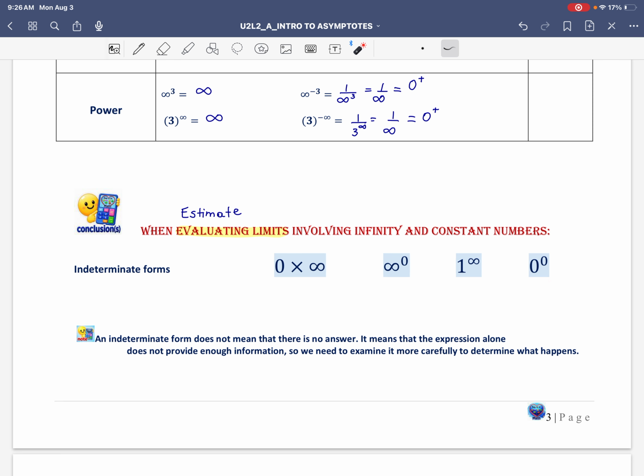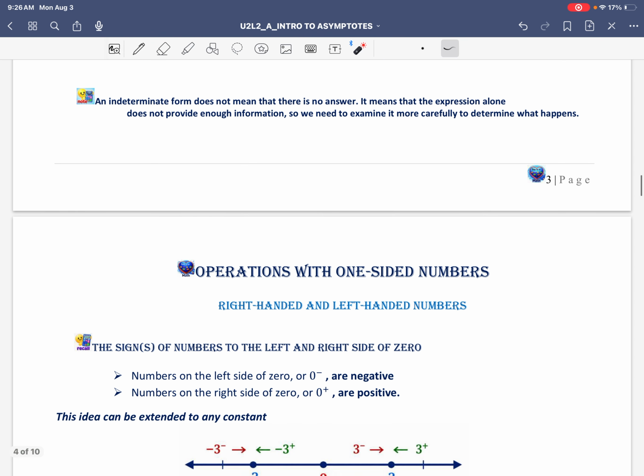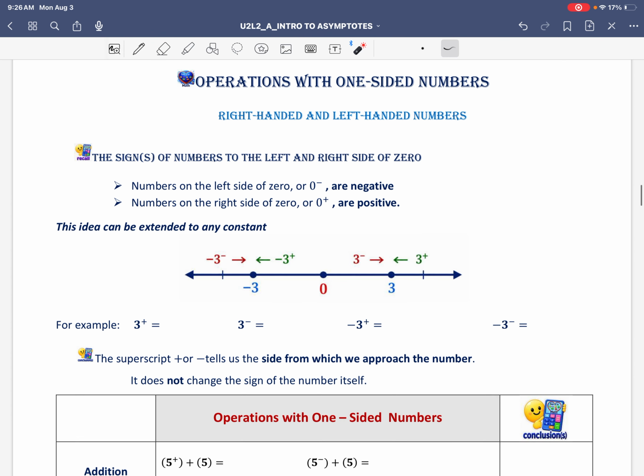Now, again, as we mentioned before, an indeterminate form doesn't mean that there is no answer. It means that the expression alone doesn't provide enough information, so we need to examine it more carefully in order to determine what happens.